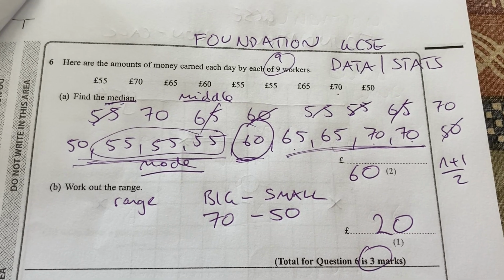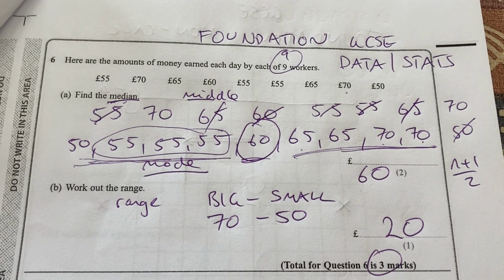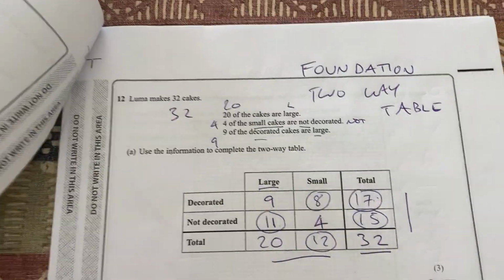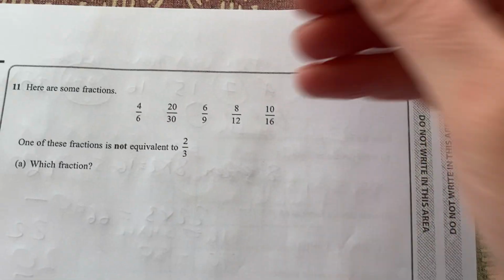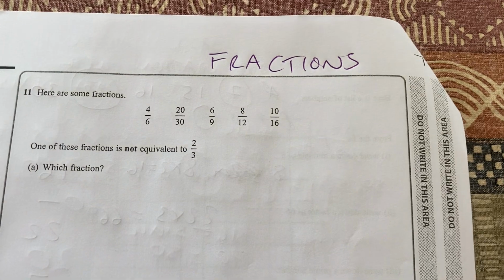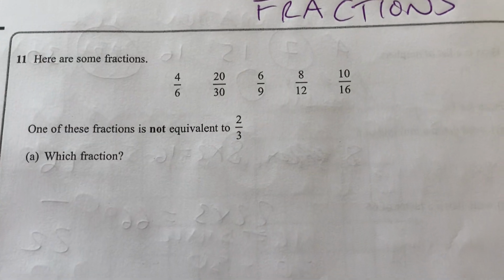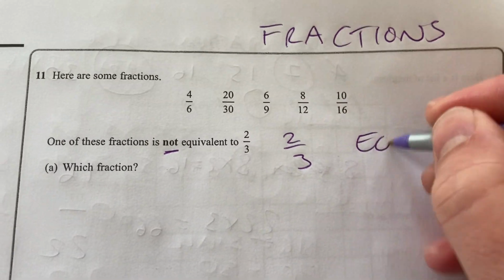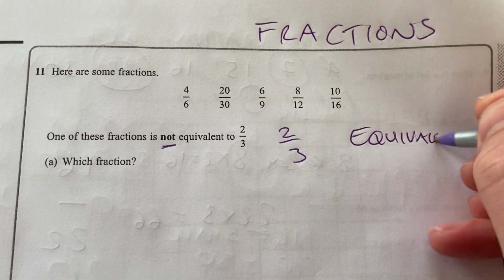They haven't asked us for the mean, but we could calculate that. Let's move on to question 11 now. I've done the other questions in other videos. Question 11 is about fractions. I have a whole playlist on fractions, so do look out for that. And we're going to work out which ones are not equivalent to 2/3. So it's all about equivalent fractions.